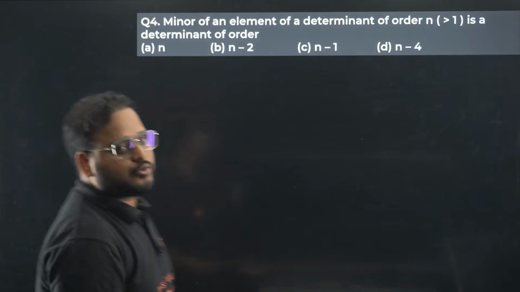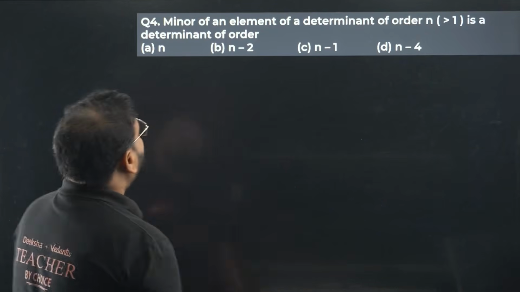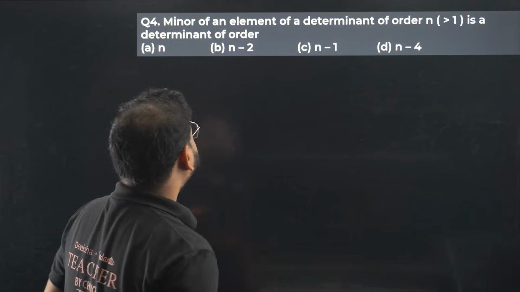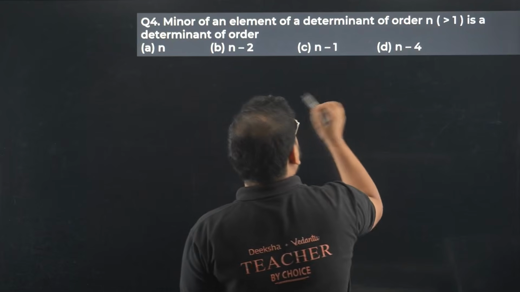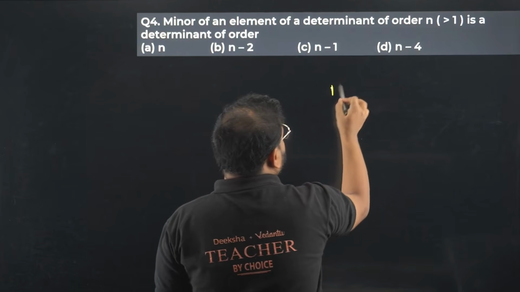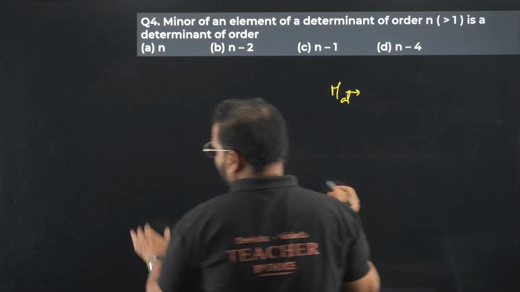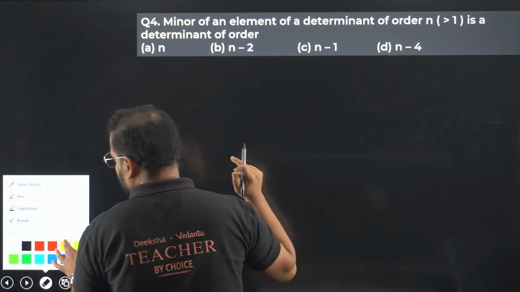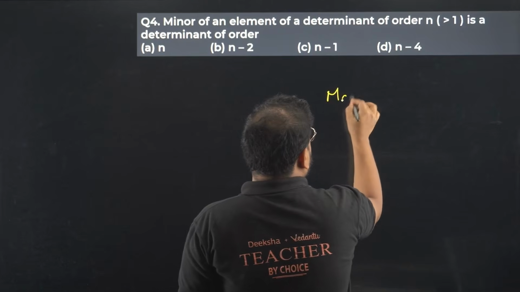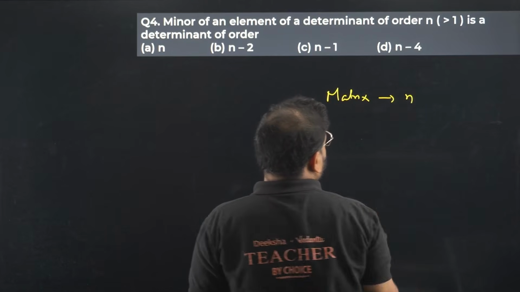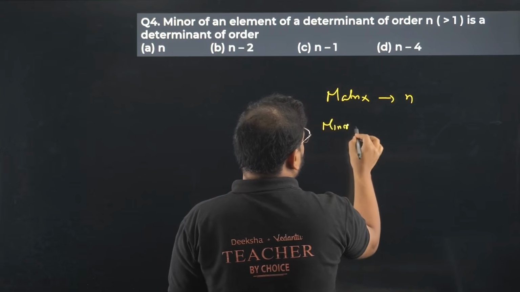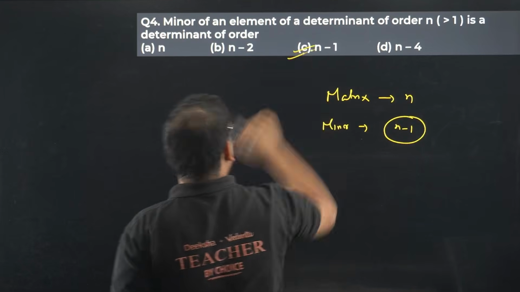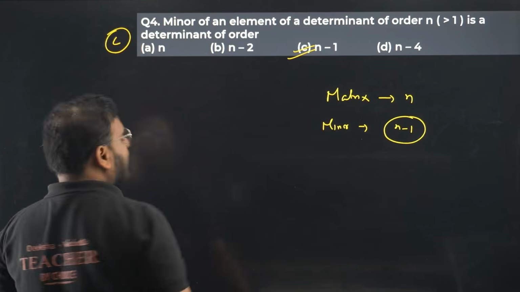Next, we have some questions to solve. The minor of an element of a determinant of order n more than 1 is a determinant of order n minus 1, right? If the given matrix is of the order n, then the minors we just learned right now will be of order n minus 1, right? The option has to be option number C.